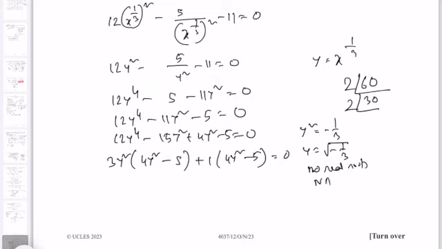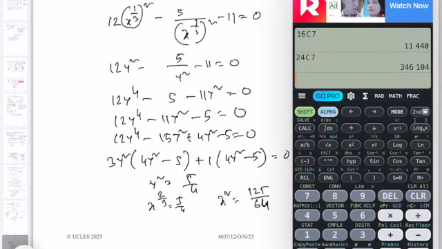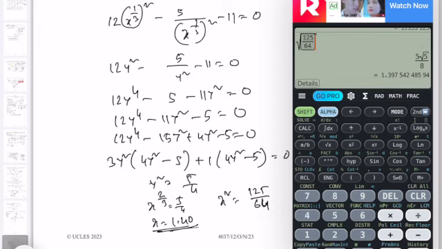Not acceptable. Now y squared equals 5 by 4, and y I have already considered as x to the power 1 by 3. So x to the power 2 by 3 equals 5 by 4. We can cube. x squared equals 125 divided by 64, and then the square root. Let me try: 125 divided by 64, square root of the answer, 1.39 or 1.40. So x equals 1.40. That's great. It's a very good maths question to solve.